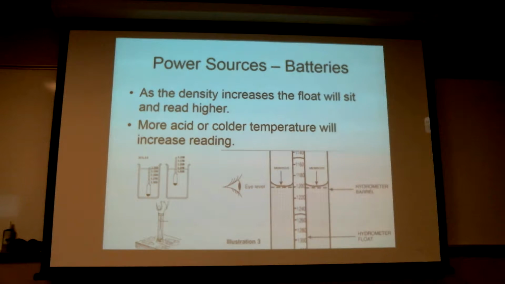Colder temperature or more acid will increase the reading. So however you memorize that, you need to be able to say, if I'm colder, I've got to subtract values. If I'm hotter, I've got to increase the value a little.